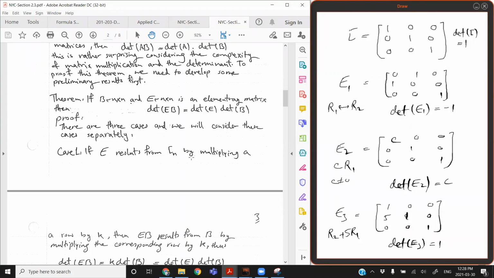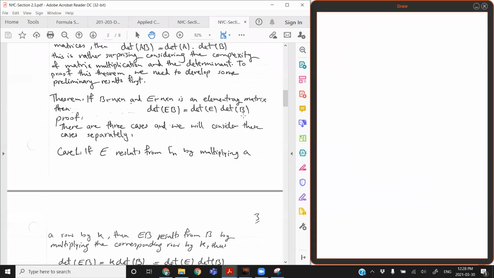Okay, now let's take a look at this theorem. This theorem says if B is an n by n matrix and E is an elementary n by n matrix, then the determinant of EB is the determinant of E times the determinant of B. So we are taking a baby step towards proving this.